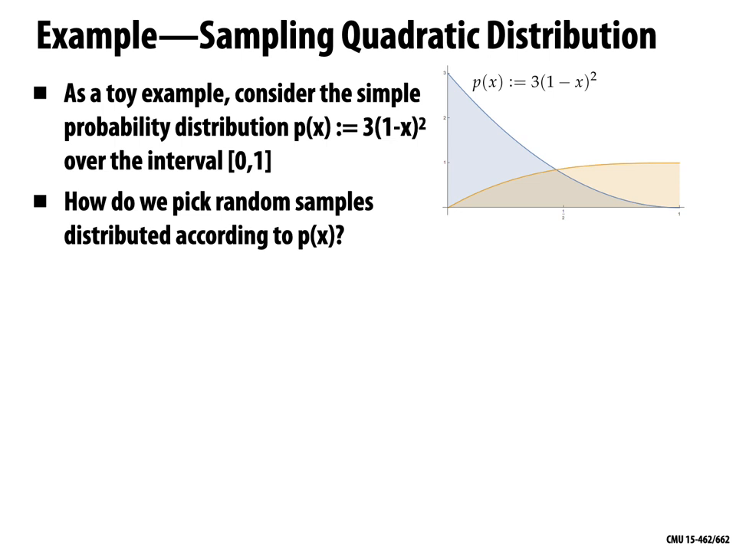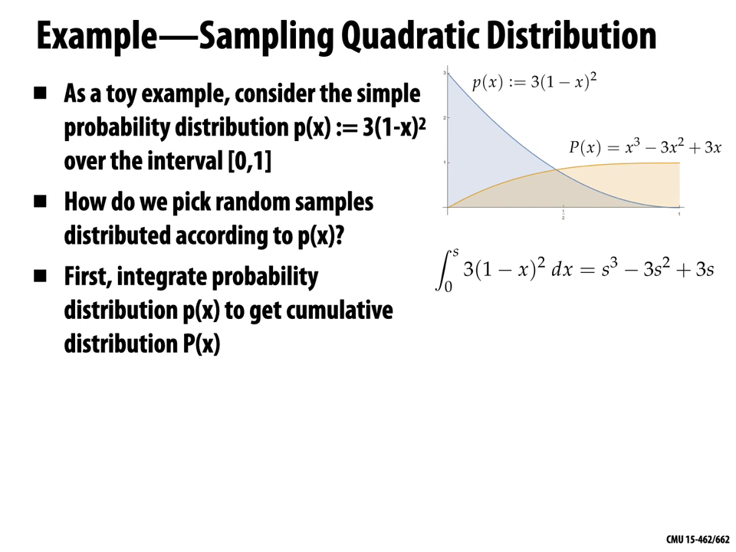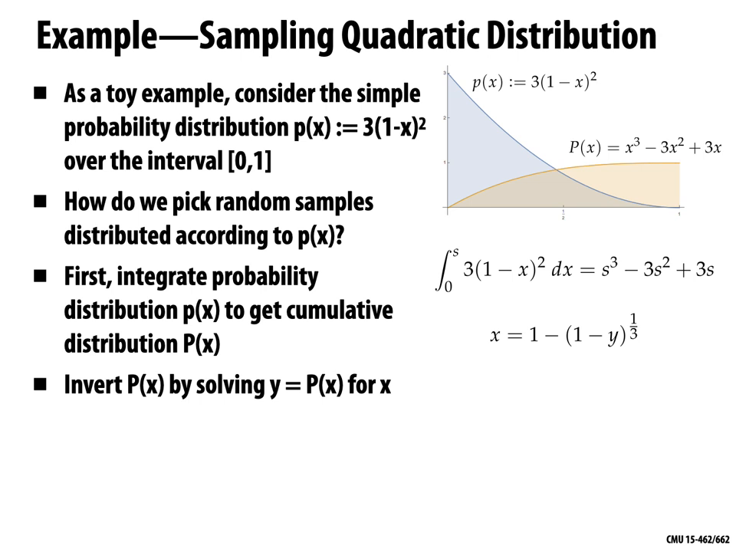How do we pick random samples distributed according to little p of x? Well, first we're going to go ahead and integrate the probability distribution p of x to get the cumulative distribution capital P of x. Fortunately, little p of x is just a polynomial, right? So how do we integrate 3 times (1 minus x) squared? Well, you've done this a million times in calculus. And if we integrate that from 0 to s, we get s cubed minus 3s squared plus 3s. Okay. Then we invert capital P of x by solving the equation y equals P of x for x. Okay, so now this just goes back to algebra. I solve for x and I get x equals 1 minus (1 minus y) to the 1/3.